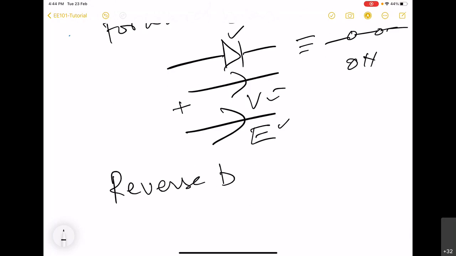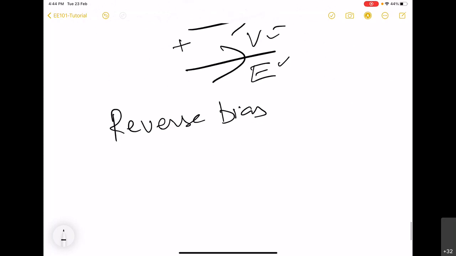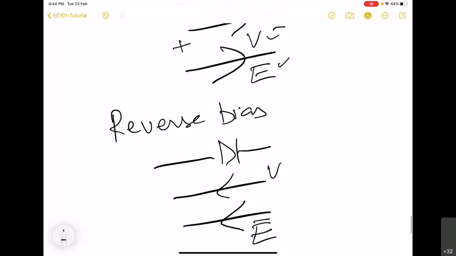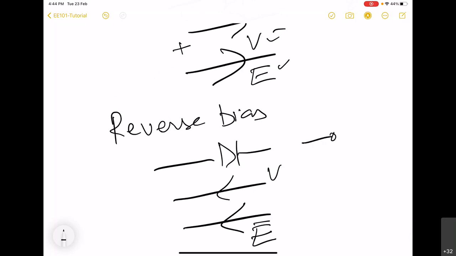And whenever the diode is reverse biased, that means the diode is in this direction, but the voltage or the electric field direction is like this, then we say that it is reverse biased. In that case, the diode will be substituted by an open switch, and we say that this is off. So we just find out whether the diode is forward biased or reverse biased, substitute by this model, and then use the usual knowledge of solving the circuit.